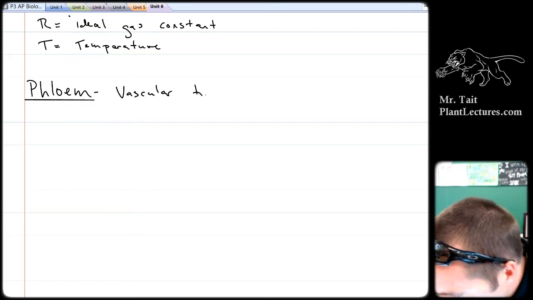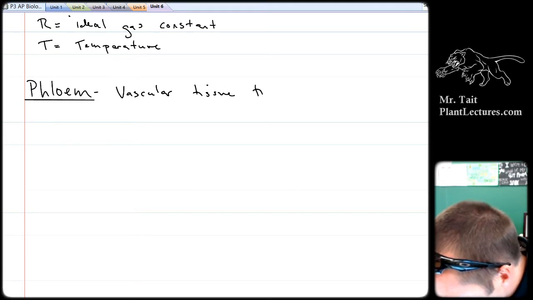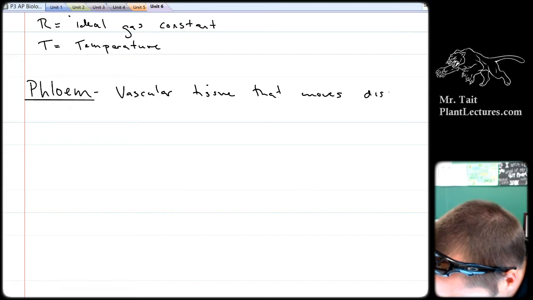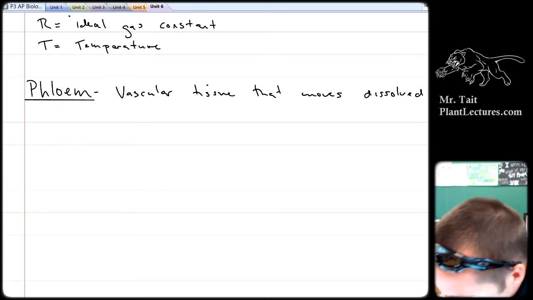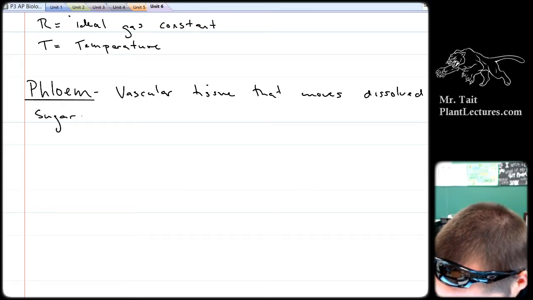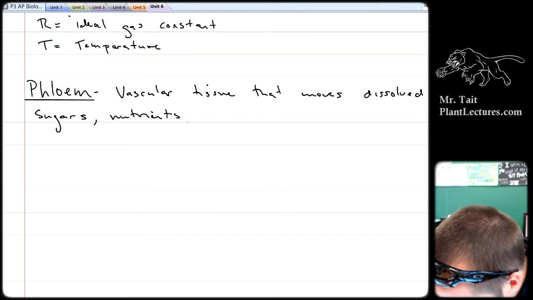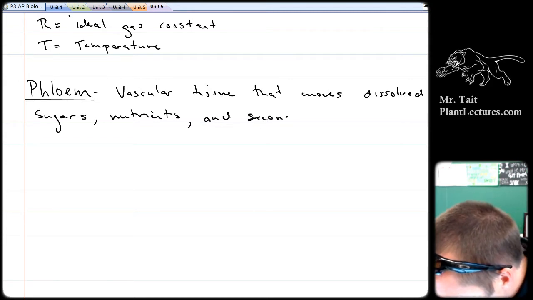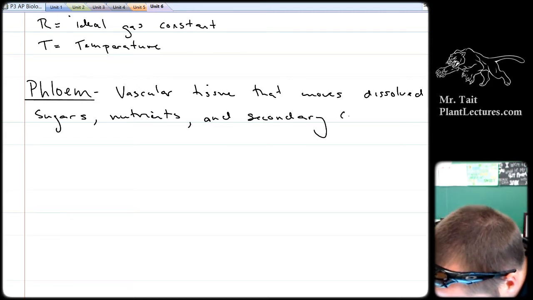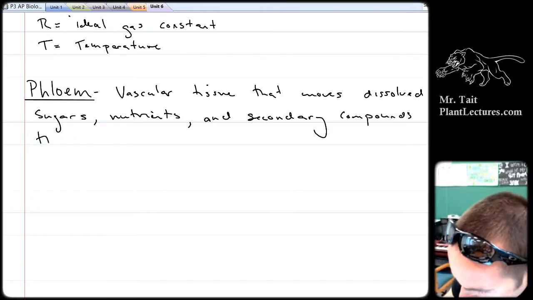Vascular tissue that moves dissolved sugars, nutrients, and secondary compounds throughout the plant.